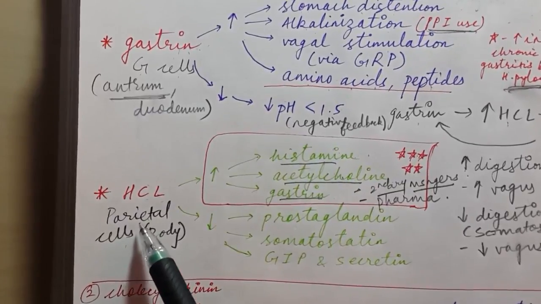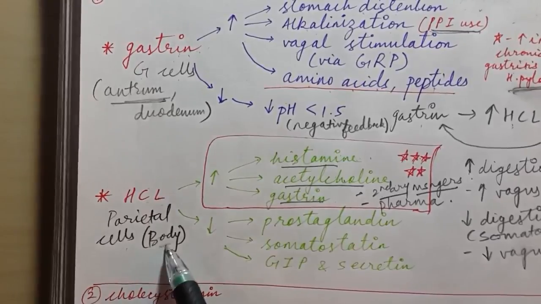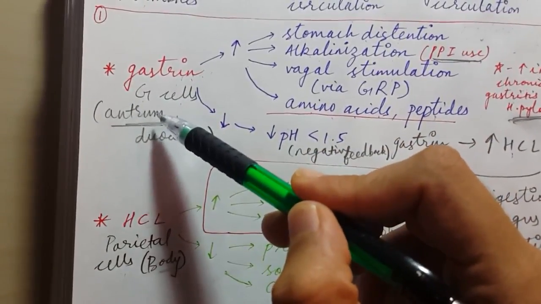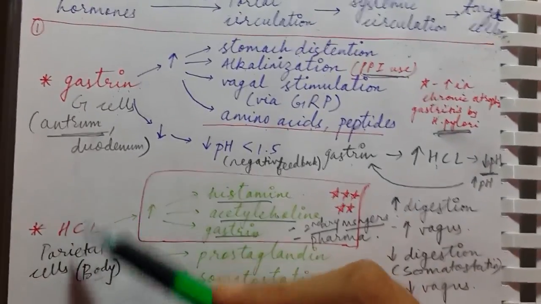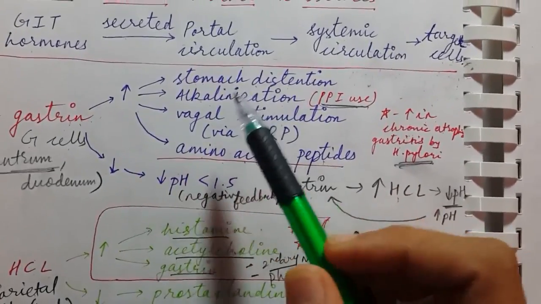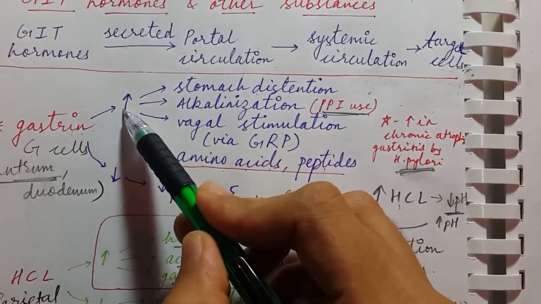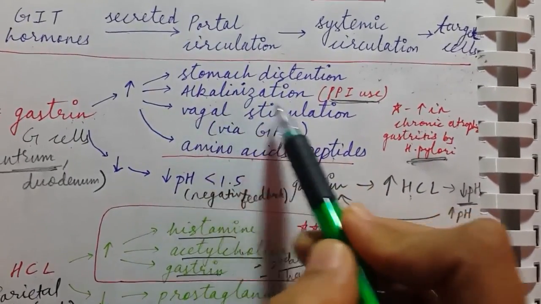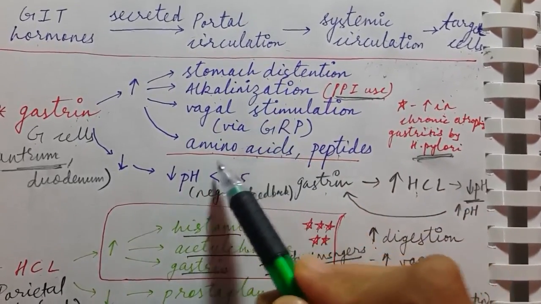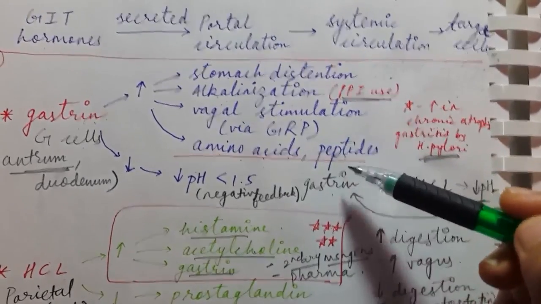What is the source of HCl? That is the parietal cell. And where are they located? That's the body of the stomach. So compare this: G cells are located in the antrum of the stomach, while the source of HCl is located in the body of the stomach. Having said that, let's move on to the factors that regulate the release of gastrin and HCl. The factors that increase the release of gastrin are first stomach distension, alkalinization, vagal stimulation, amino acids and peptides. Now we will go into detail one by one on how it occurs.